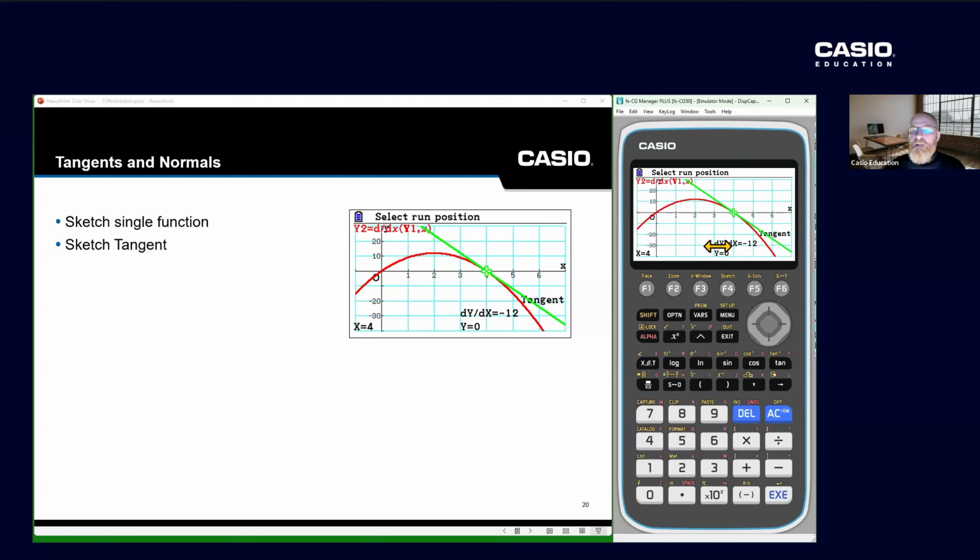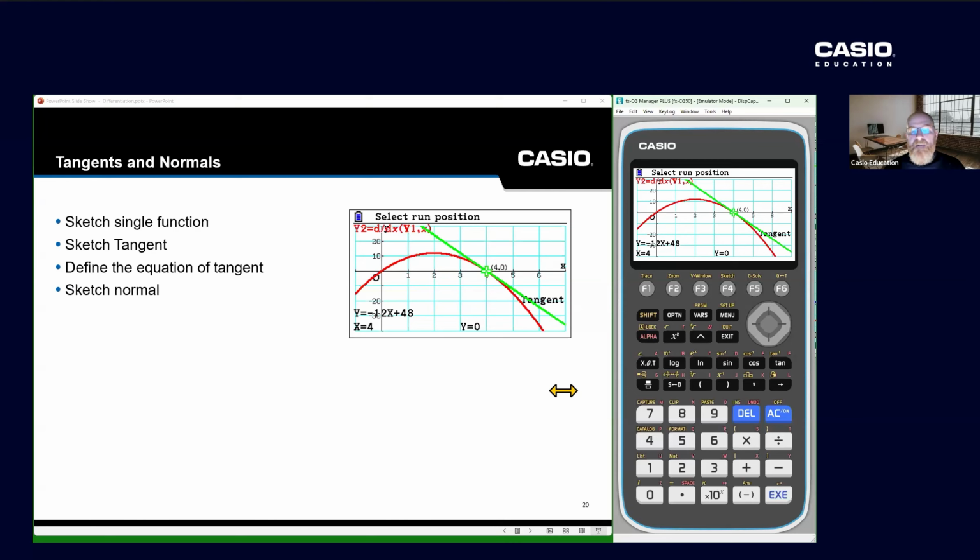Okay, and we've got a dy dx displayed, which is the gradient of the tangent, which we saw earlier from our tables. Okay, but what we can do with the tangent is slightly more than this. We can actually define the equation of it. So here we have a gradient of negative 12. If you press execute, the calculator then works out what the equation of the tangent is. Negative 12x add 48. Okay, so that's quite useful if you have a question that requires you to get the equation of a tangent.